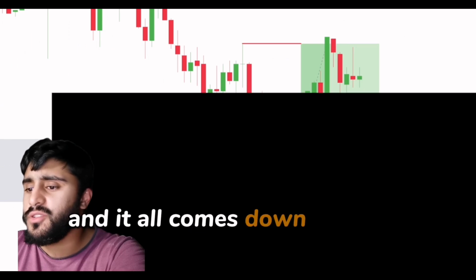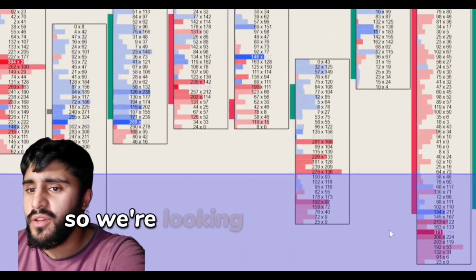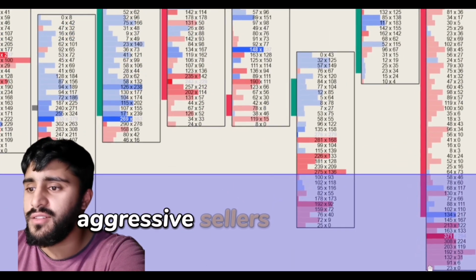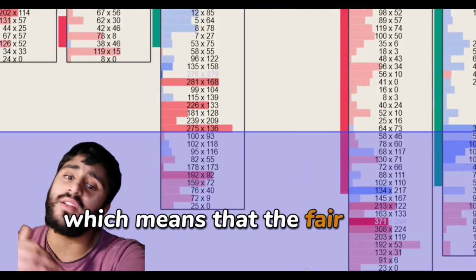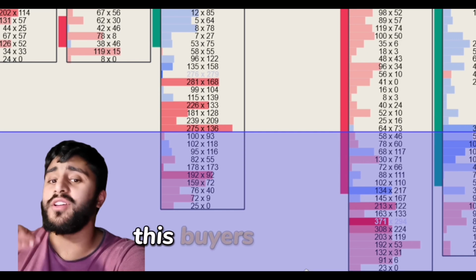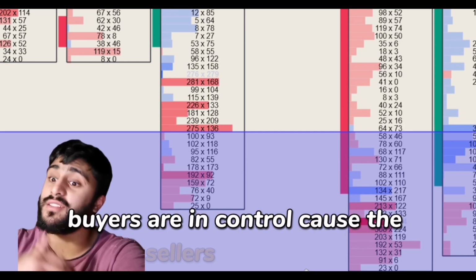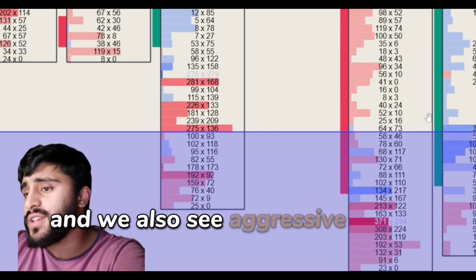And it all comes down to using the order flow, right? So we're looking for aggressive sellers, aggressive sellers, aggressive sellers, and none of them were rewarded, which means that the fair value gap is holding. There's buyers present. Buyers are in control because the sellers are failing. And we also see aggressive buyers step in.